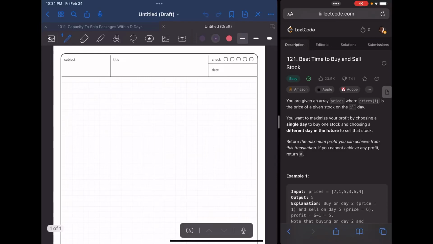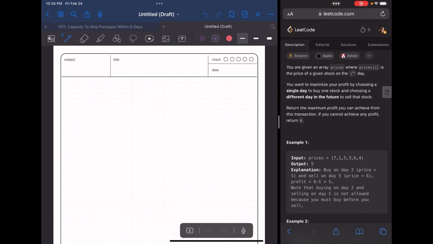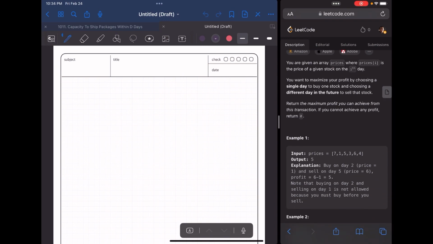Okay, so for today's problem, best time to buy and sell stock, easy problem. I have solved this before, but I'm not sure if I'm gonna be able to solve it this time. So let's give it a try.